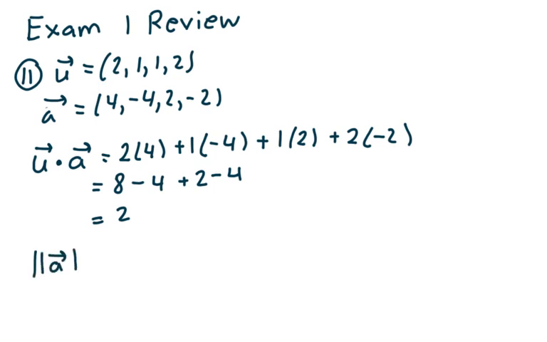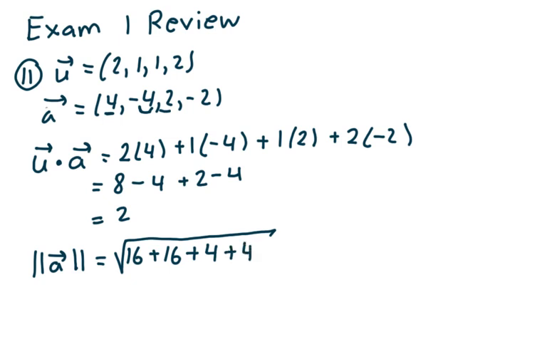If I look at the norm of A, this is equal to the square root of 16, right, that's 4 squared, plus 16, well, that's negative 4 quantity squared, plus 4, 2 squared, plus 4, negative 2 quantity squared. That's the square root of 40.